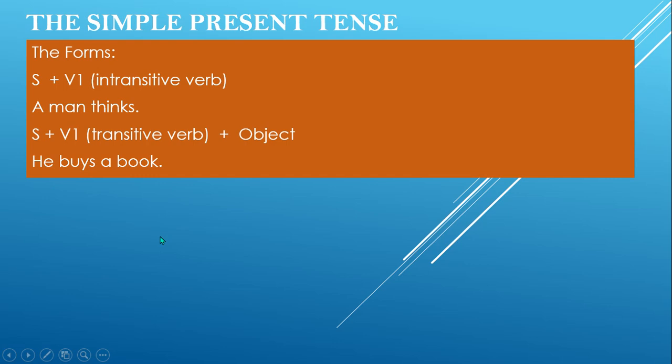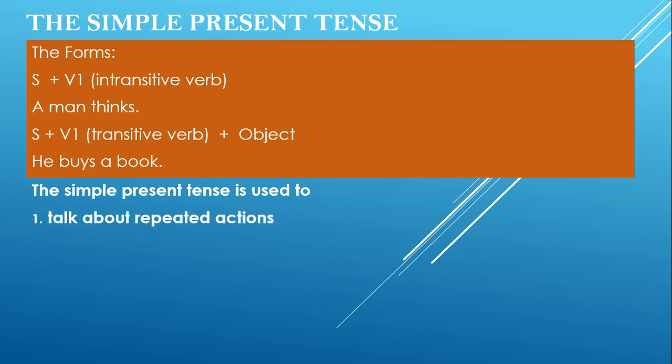Right, let's move on to the usages of the simple present. The first usage of the simple present is to talk about repeated actions. Repeated actions include habits and regular events. For example, Jeff visits his mother once a month. So Jeff visits his mother every month. So it is a repeated action.